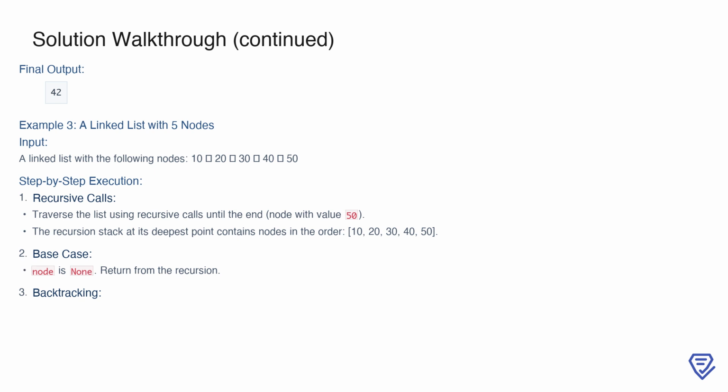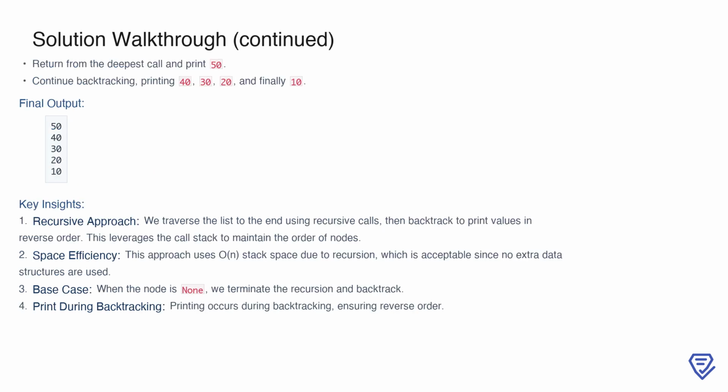When the getNext method of the last node returns none, we hit the base case, and the recursion begins to unwind. As we backtrack through the recursion, we print the values of the nodes in reverse order. The first value printed is 50, which was the last node encountered during the traversal. The function then backtracks to the node with value 40 and prints it, followed by 30, 20, and finally 10. This reverse order printing is achieved because the function delays the printValue call until the recursion starts unwinding. The final output for this example is the sequence 50, 40, 30, 20, 10.